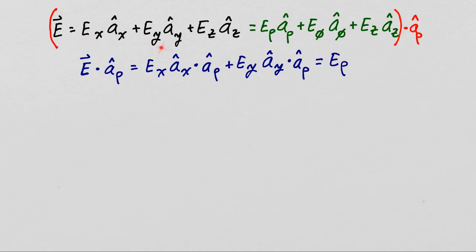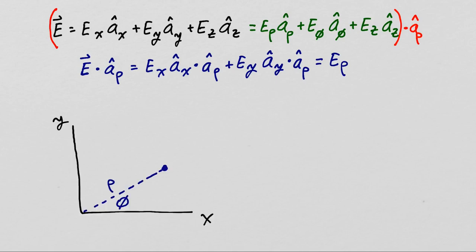Taking the dot product of this representation of our vector with a sub rho will give us e sub x, ax dot a rho, plus e sub y, ay dot a rho, and a sub z dot a sub rho is 0. Given a vector at a point described by its components in the Cartesian coordinate system, to find the e sub rho component in the cylindrical coordinate system comes down to just finding these two dot products between these unit vectors.